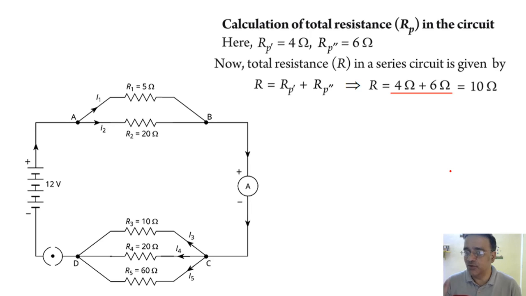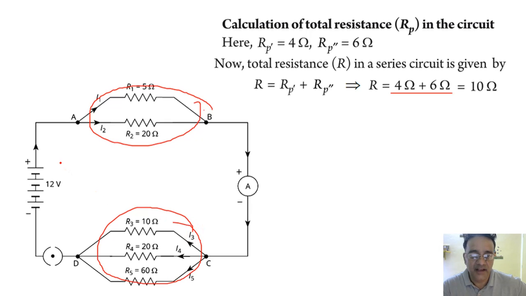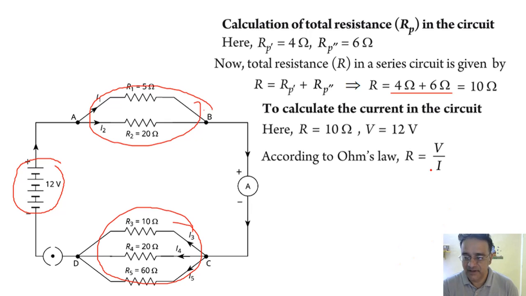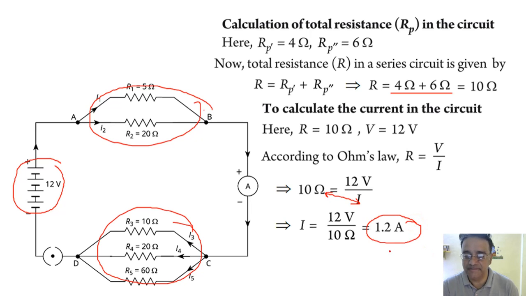Now we are going to find the total current. For the total current, we will take this whole resistance as a single resistance, and V will be 12 volt. We'll use the formula V is equal to I R again, and we have to find the value of I. So I is equal to V by R. We can write V by R directly, otherwise we can write it this way also. So I is equal to 12 by 10, so 1.2 ampere. So this is the final answer.